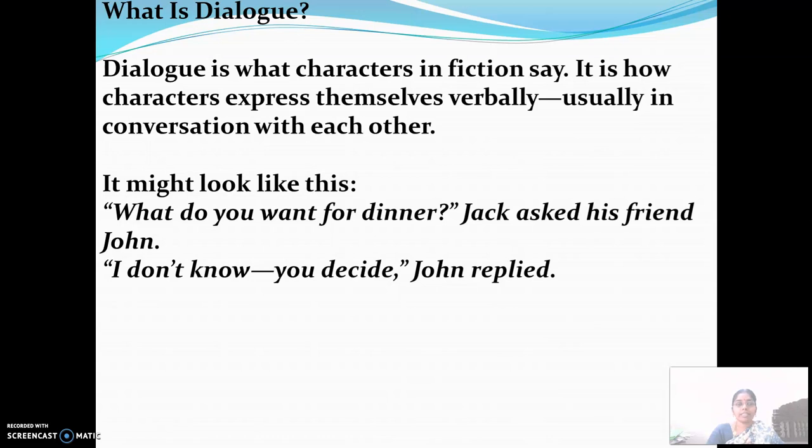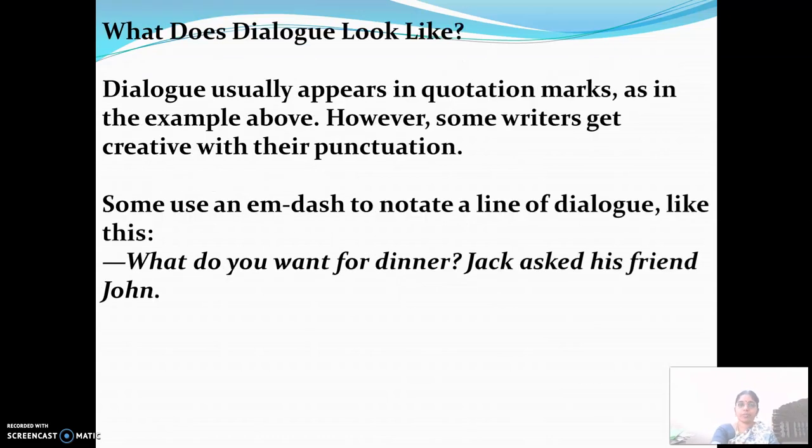It might look like this. "What do you want for dinner?" Jack asked his friend John. "I don't know. You decide," John replied. So this is one set of conversation between two friends, Jack and John. Right? This is a model.